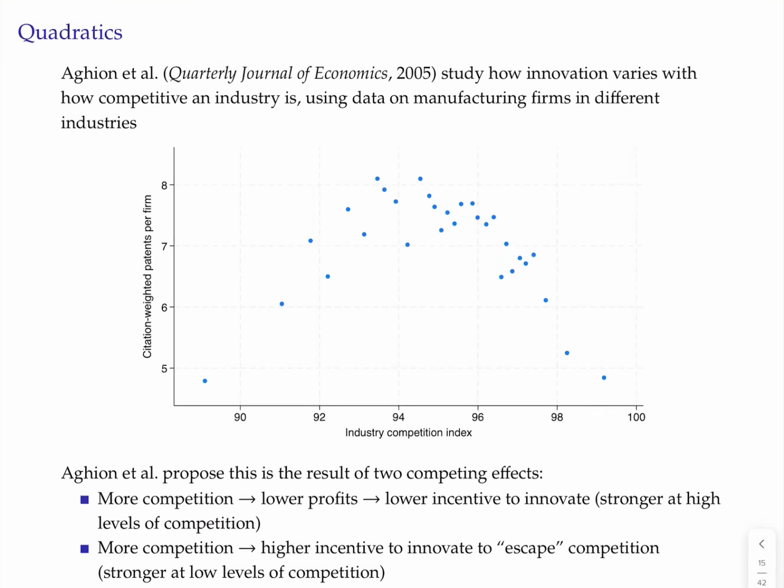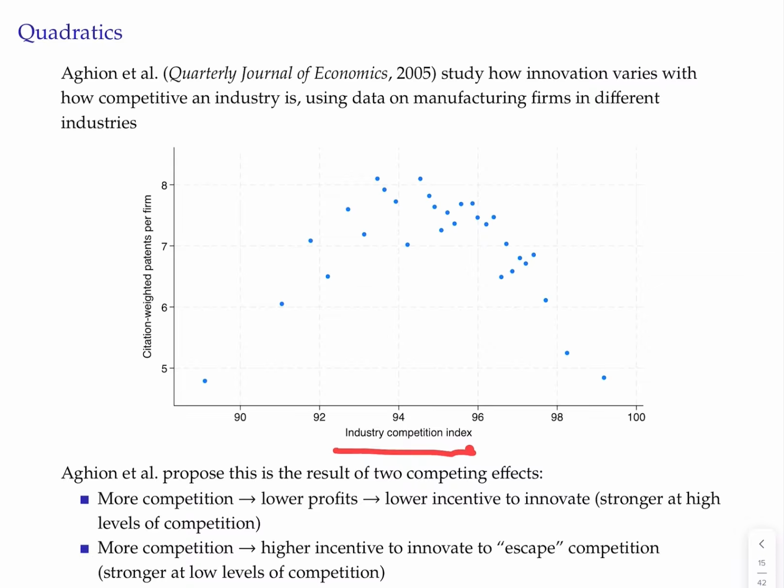In this video, we'll look at how we can fit a quadratic relationship between y and x. So here's an example from a paper on how innovation varies with the level of competitiveness of an industry. The authors here are using data on different manufacturing firms in different industries. And the different industries, think really detailed industries. Some of them are making tools, some are making tires, some are making children's toys, appliances, things like that, okay?